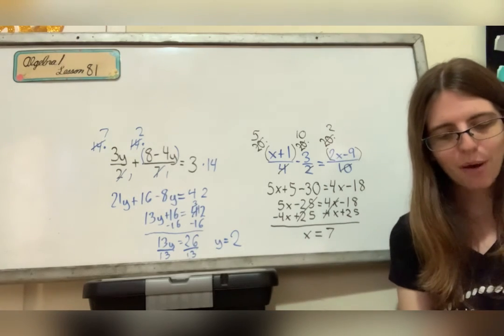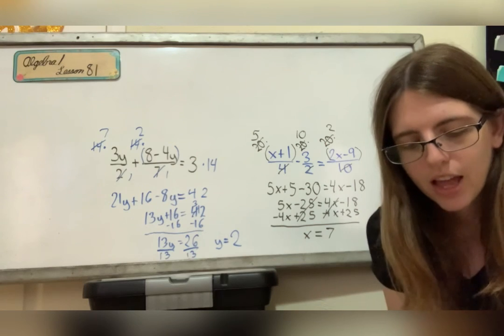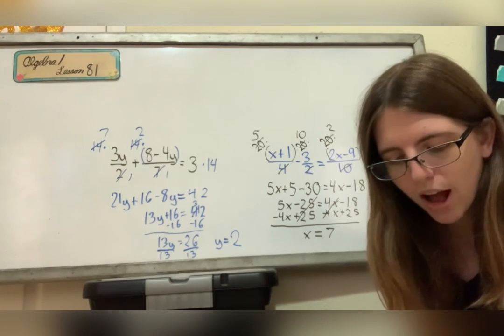Okay, you should be back from your practice. Letter A, z equals negative 4/3. Letter B, you should have gotten y equals 16.